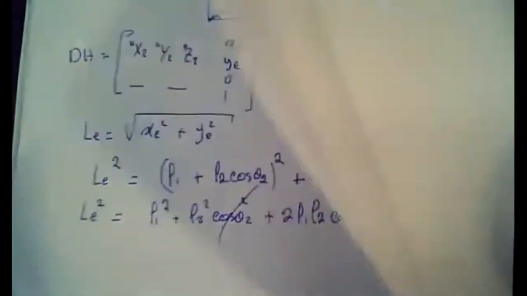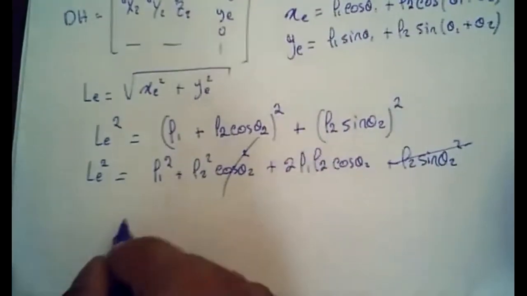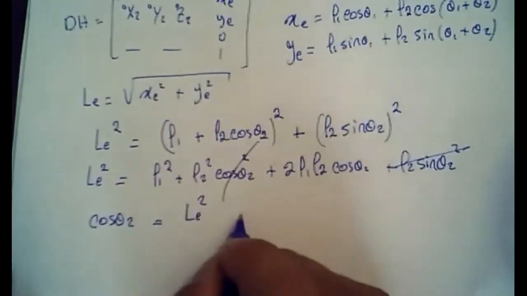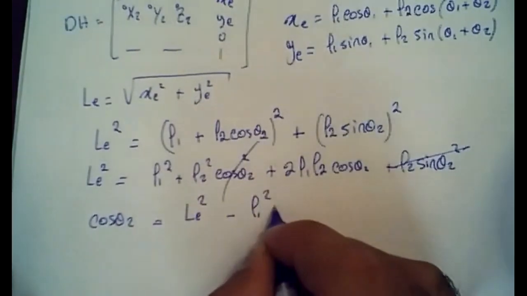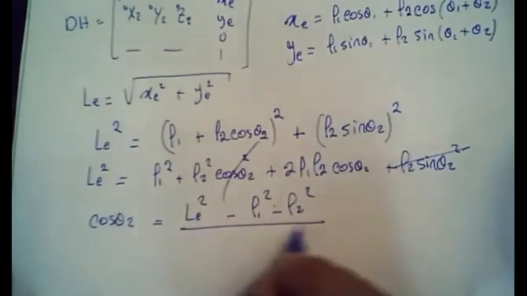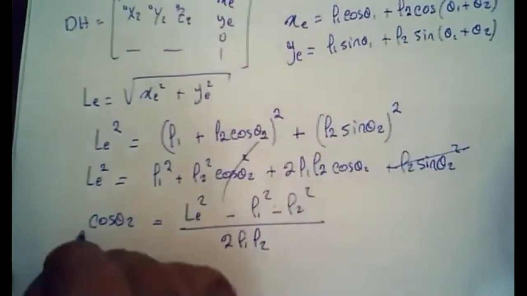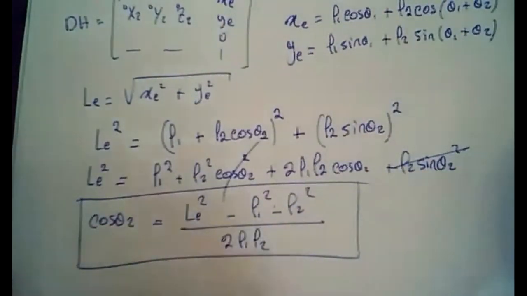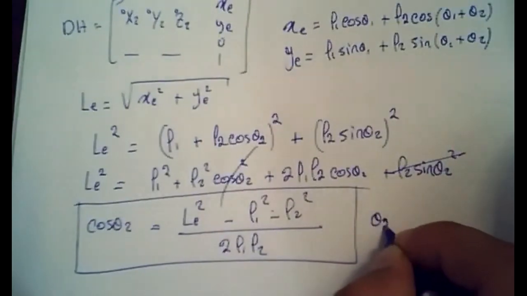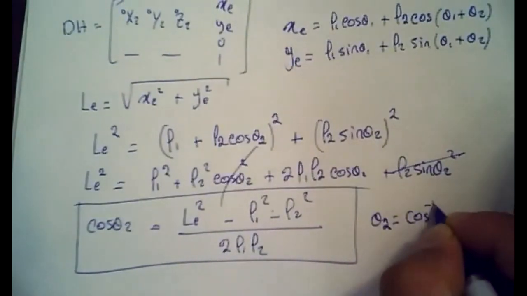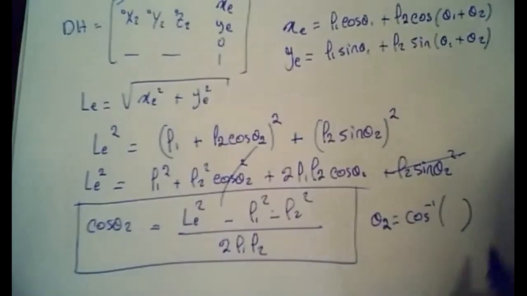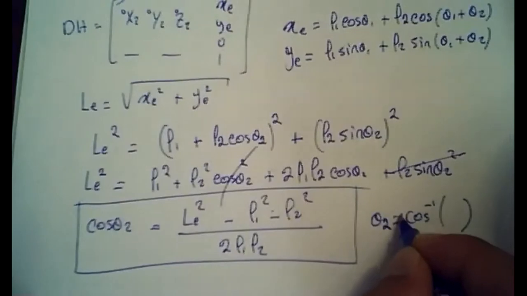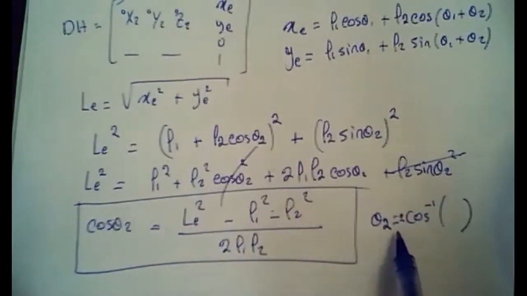We can solve cosine theta 2. What is cosine theta 2 in that case? Cosine theta 2 is equal to LE squared minus L1 squared minus L2 squared, divided by 2 L1 L2. So we have basically solved for cosine theta 2. Theta 2 is going to be the inverse cosine of this value. And we actually have two solutions for theta 2, one is plus and one is minus.